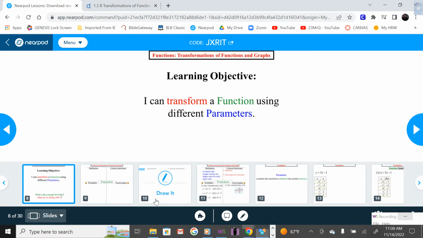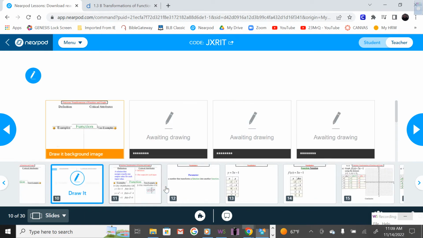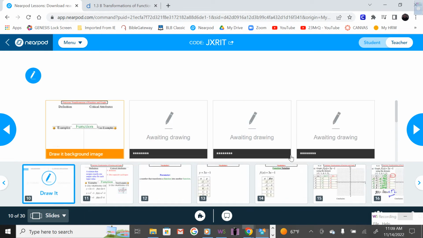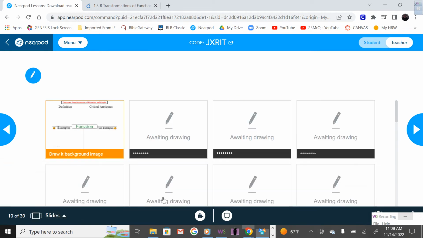Tell your neighbor the definition for functions in your own words. They should know by now. All right. So type it in without looking at your notes. We should know what that is by now. 30 seconds.